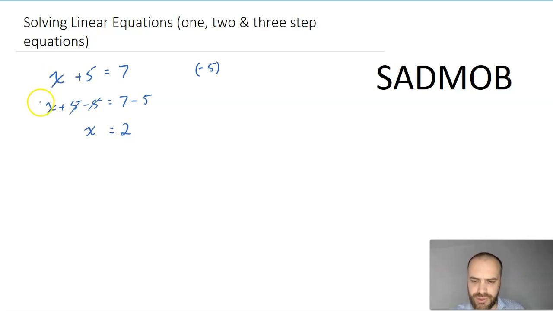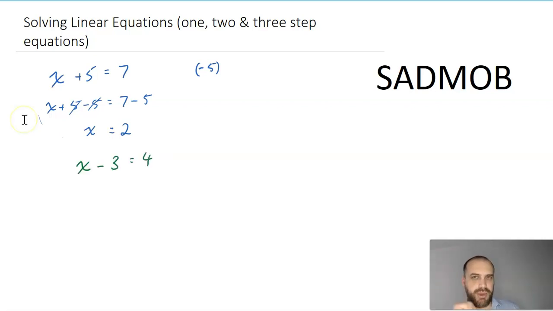Now some people sort of skip this step and jump straight to that step. That's okay, as long as you put this negative 5 over there, you can jump across that step. Some people don't put the negative 5 here, they go to this step, and that's fine as well. What wouldn't be fine is just jumping to an answer. You've got to show some working.